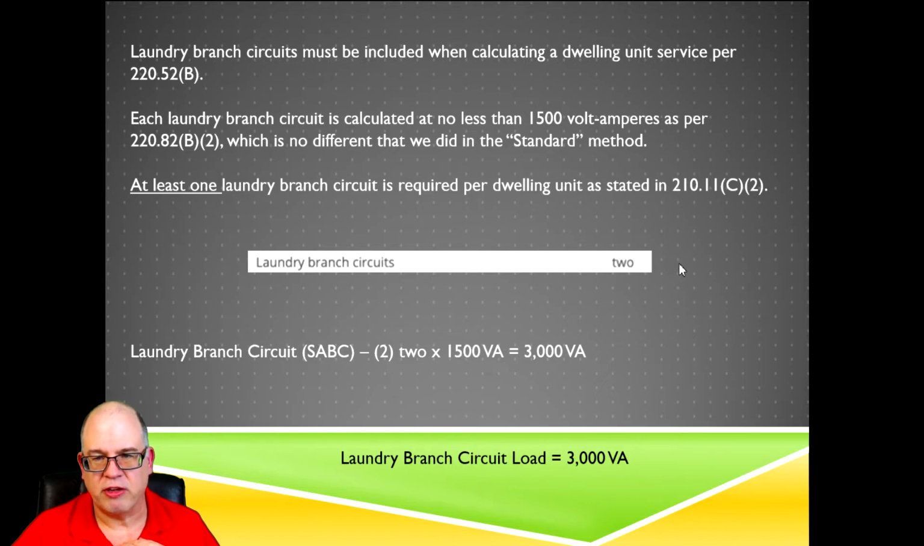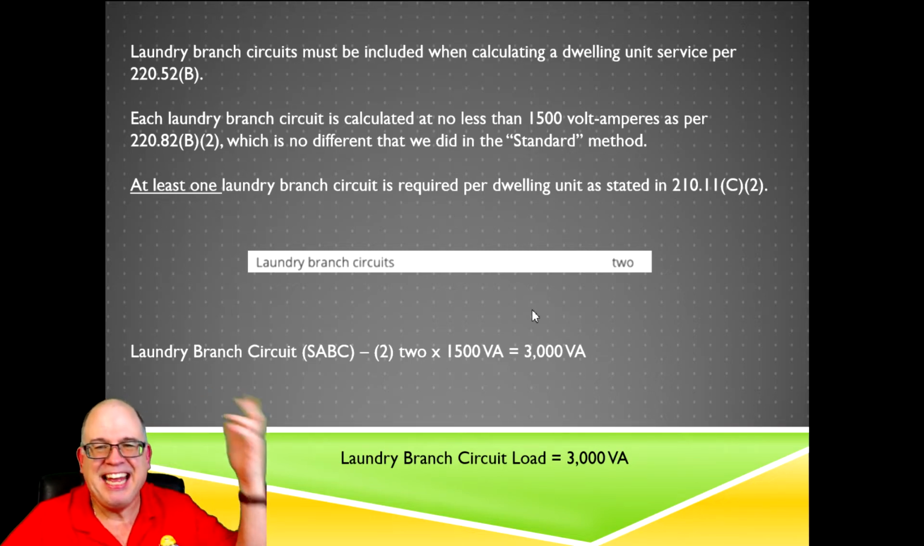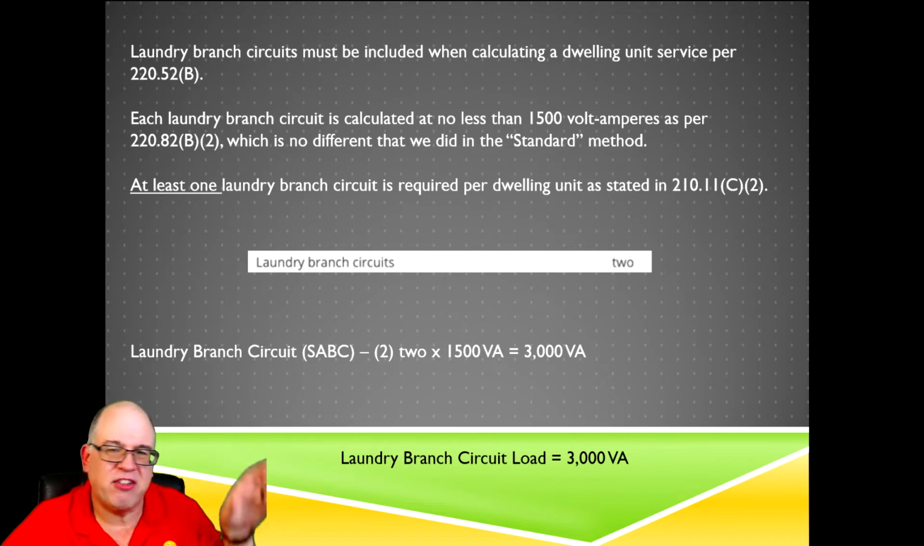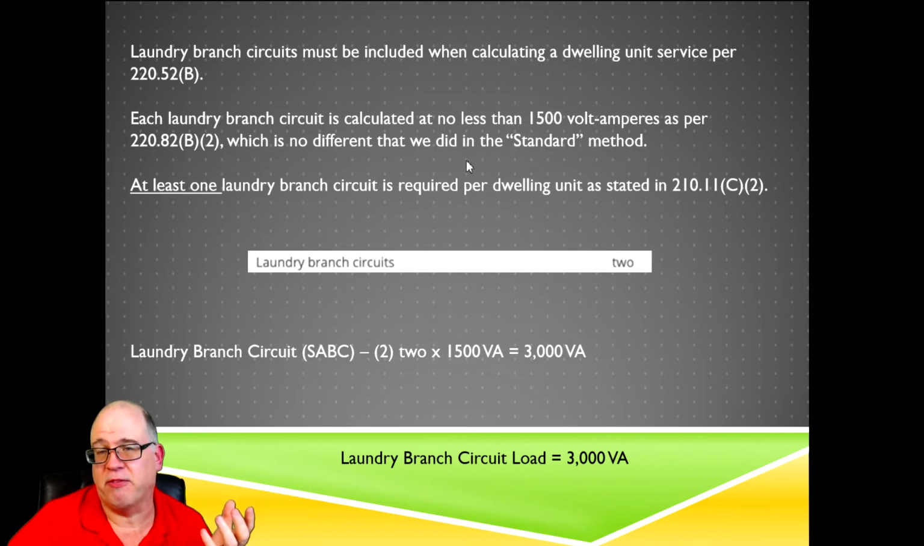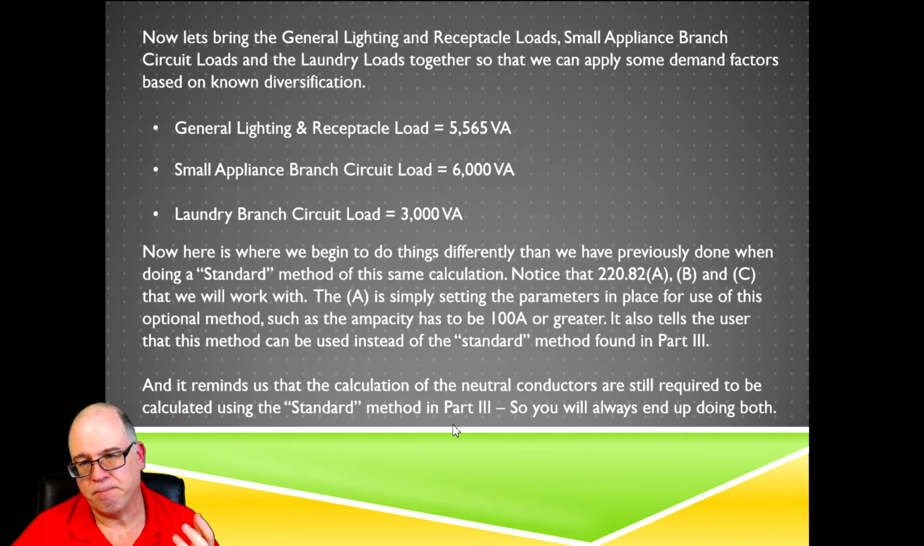Next, the laundries. We had 2 of them. Remember what we just read? 1,500 VA per. That is different than the standard method, where we had to get there by going to a specific section. Here, it's all right there. We already read it. And that's the only reason it differs. It's still 1,500 VA. So there's two of them. So it's 2 times 1,500. That's 3,000 VA. So we write that down. Now, we had 5,565. We had the 6,000 for the small appliance. And we had the 3,000 for the laundry.